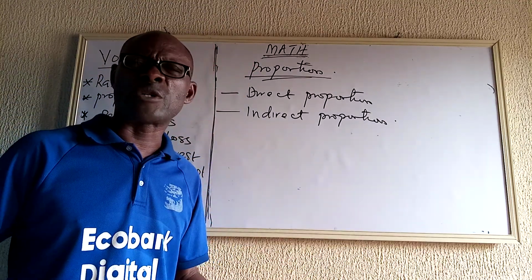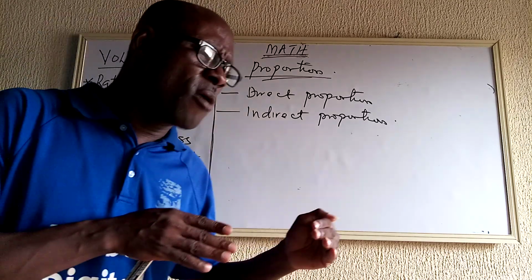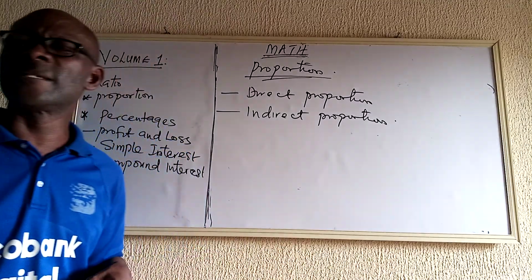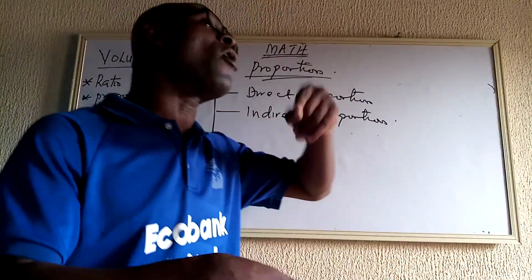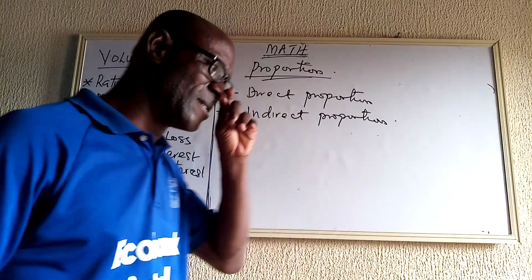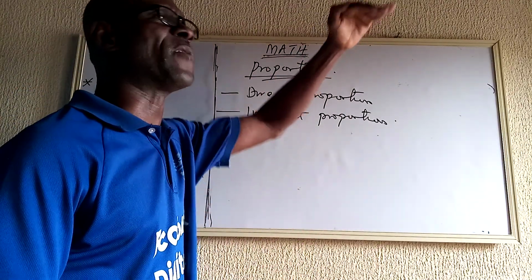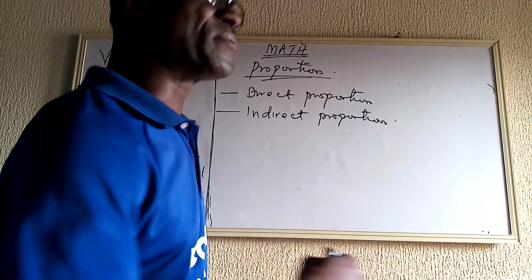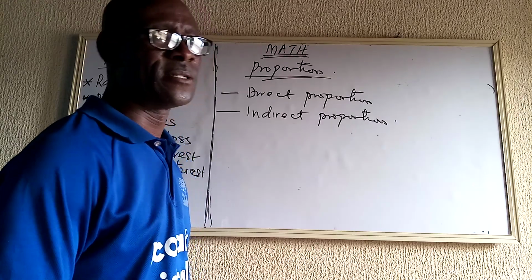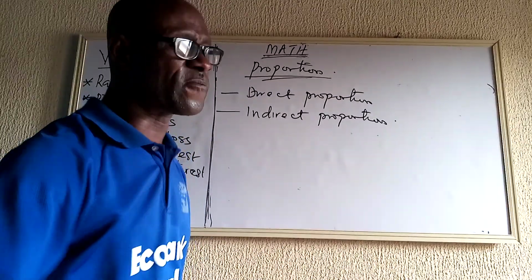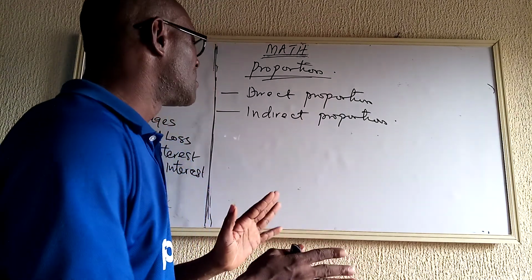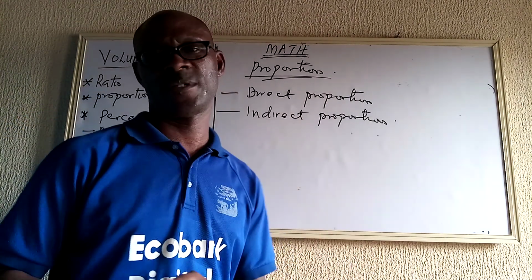Why? Because the more labor you have, the less time spent. That means 2 people will spend more time than 3 people. You can see that when we decrease the number of people from 3 to 2, the period of time taken to complete the task increases from where? From 5 to a higher number of days. So that is an example of indirect proportion.